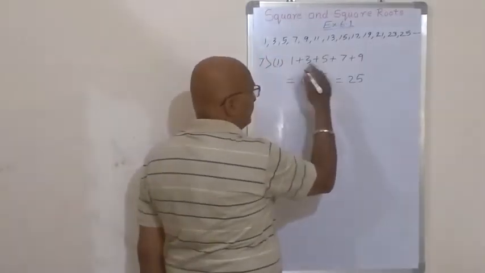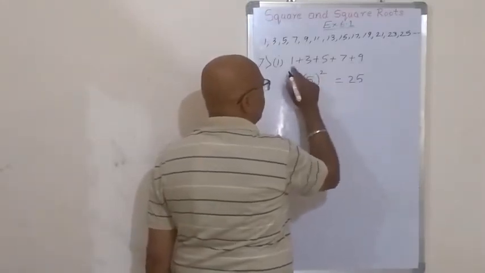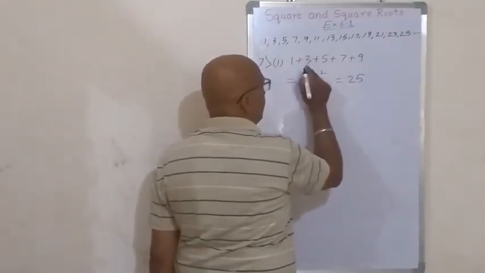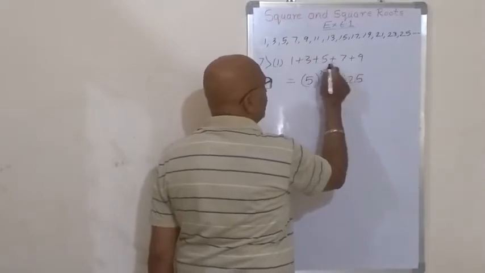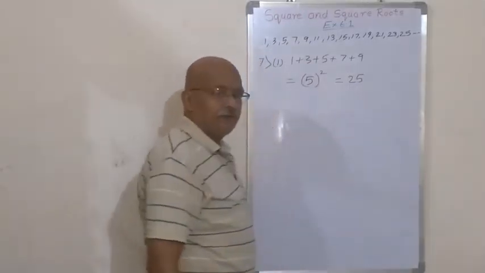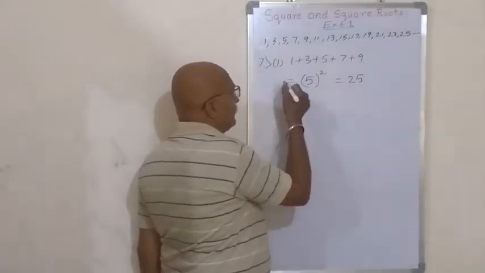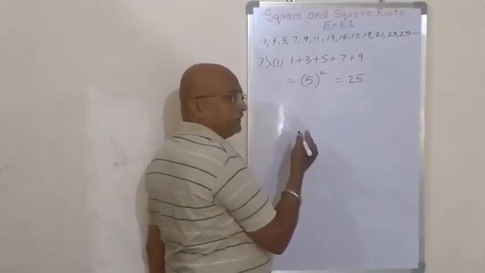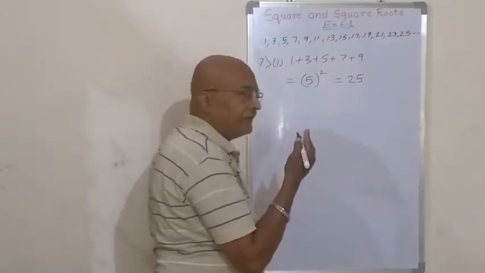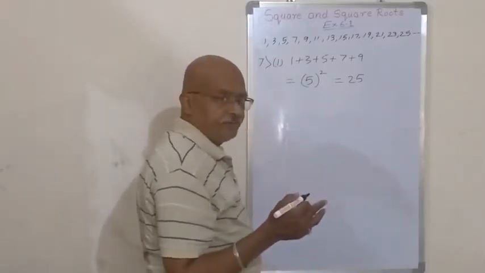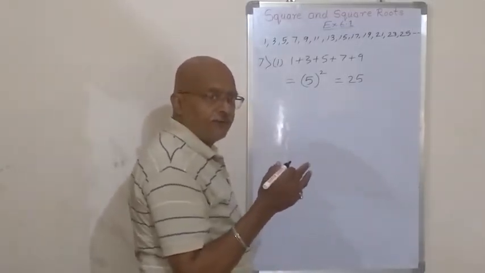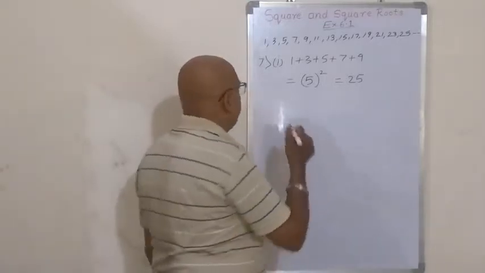Now let's tally. 9 plus 1 is 10, 7 plus 3 is again 10, 10 plus 10 is 20, plus 5 is 25. So this way, without adding the consecutive odd numbers, from the number of odd numbers we can find out the sum of that.